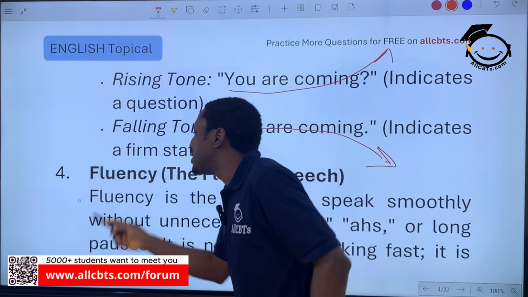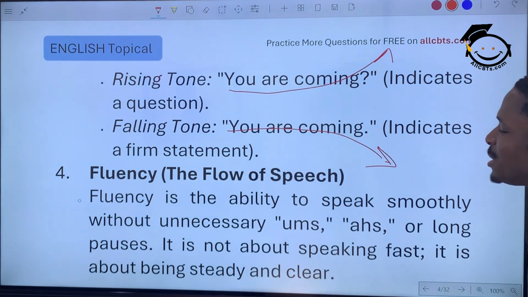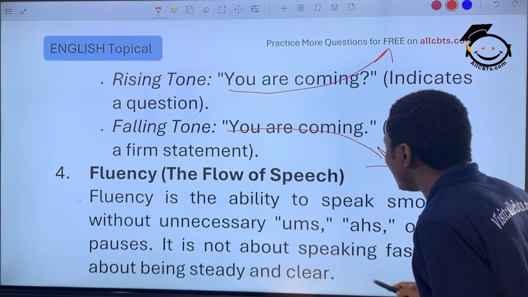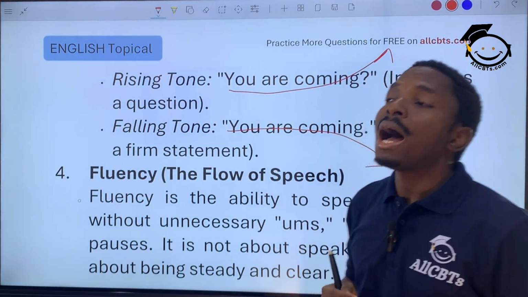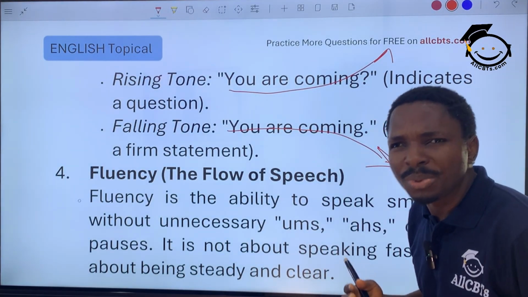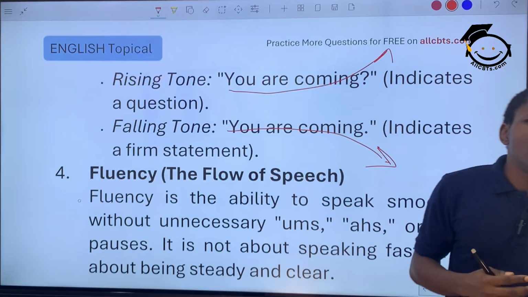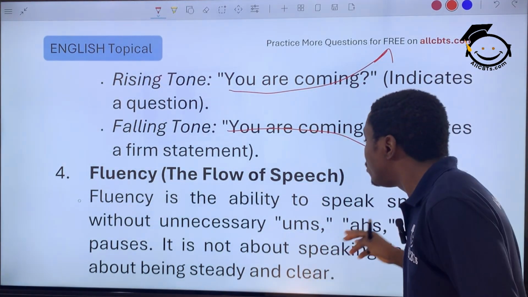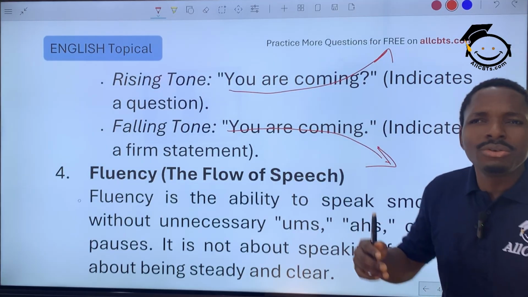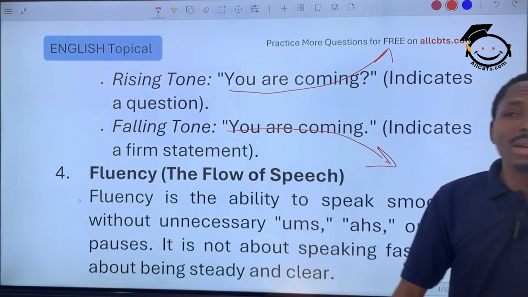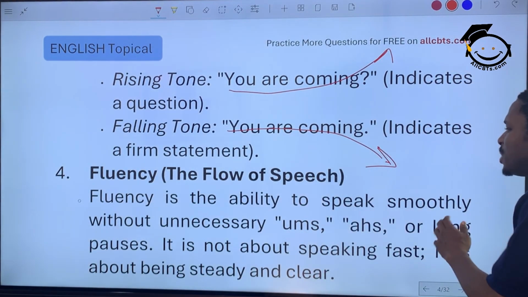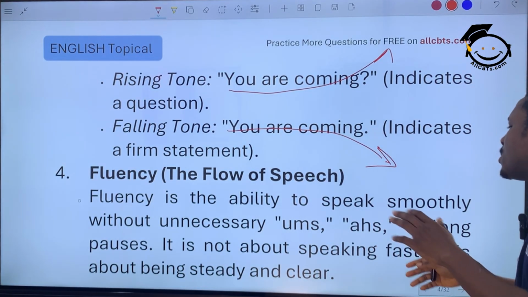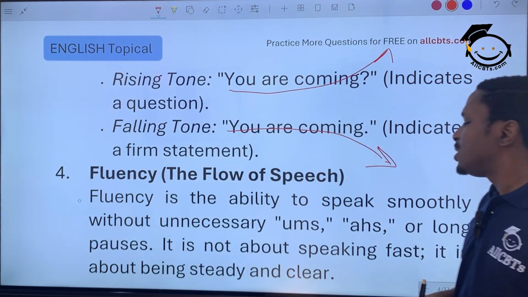Now, the next important thing is fluency. Fluency is the ability to speak smoothly without unnecessary pauses. Have you been to speeches or conferences where somebody giving a talk keeps hesitating? You know, that person is not fluent, that person is not eloquent. So fluency is the ability to speak smoothly without unnecessary long pauses. It's not about speaking fast.